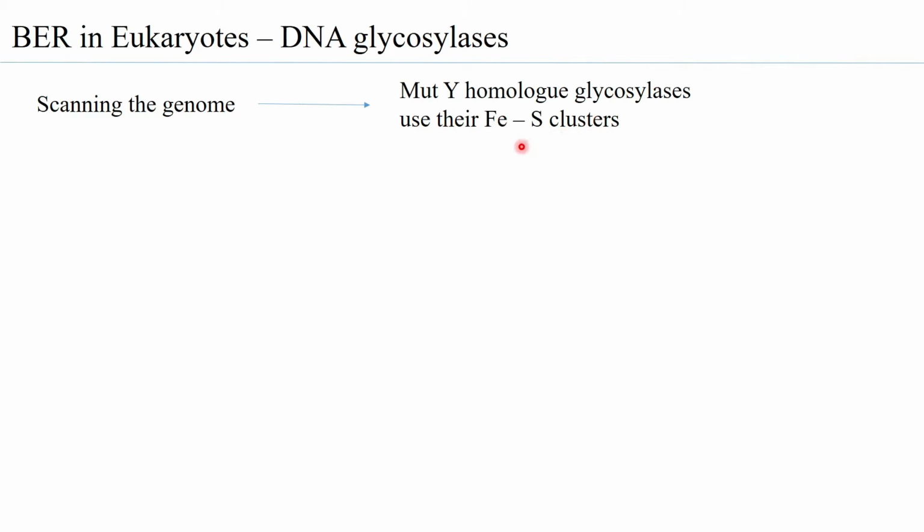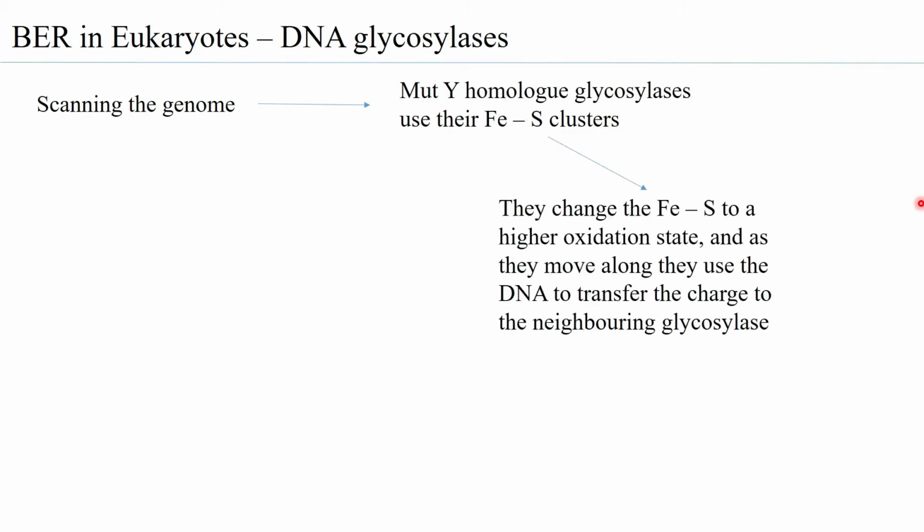This particular principle is used by the MutY homolog glycosylase to actually identify the base that has to be removed. What is observed is that MutY homolog glycosylases move in duplexes. That means they move two together on the DNA. Therefore they would have a DNA binding domain, a motif that will help them interact with the DNA, and two MutY homologs will be present adjacent to each other and then move on the DNA.